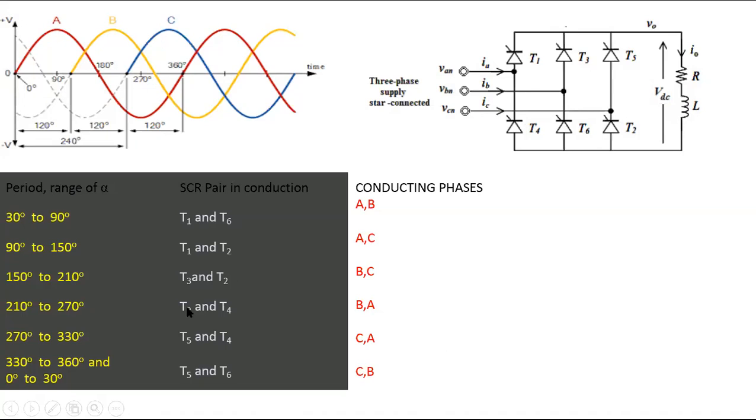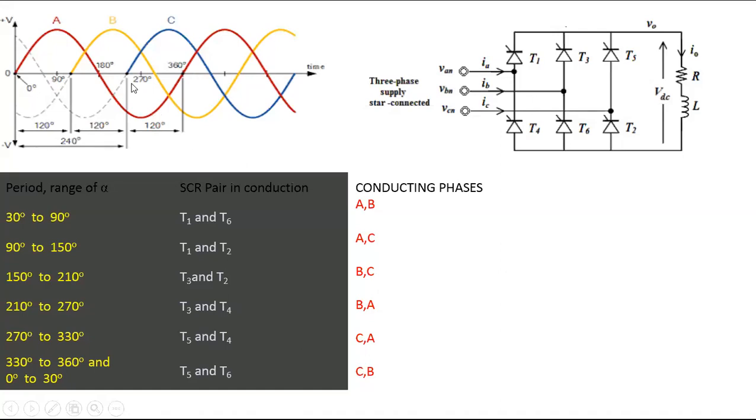So we kept the graph in a tabular column. Between 150 to 210, T3 and T2 are conducting, and the phases are B and C. That is from B to T3, T3 to load, load to T2, and from T2 to C. You can write the current direction. Okay, so now come on.